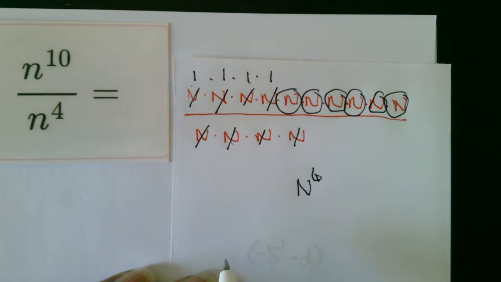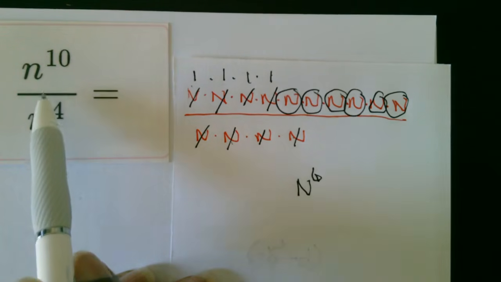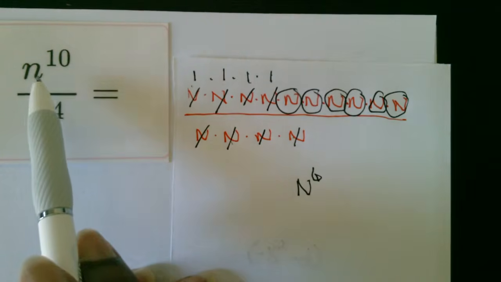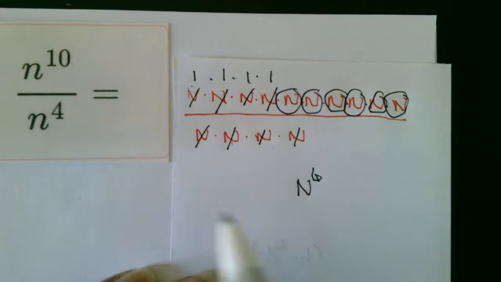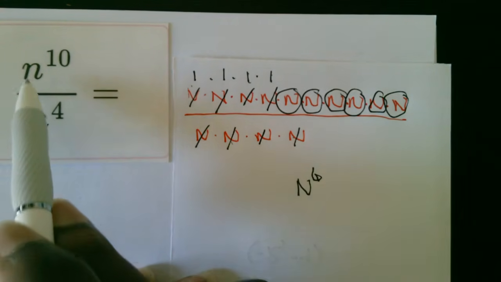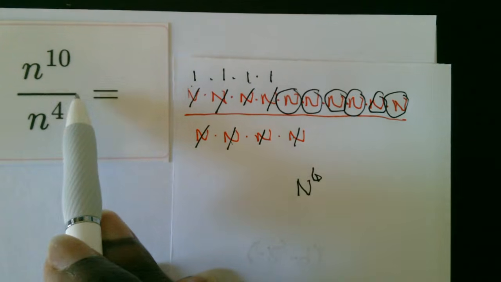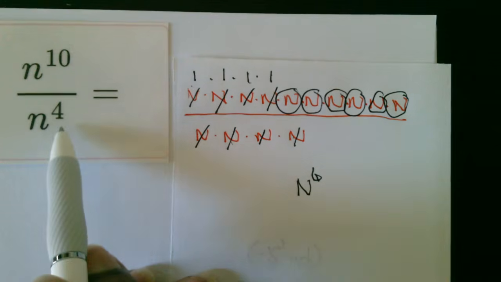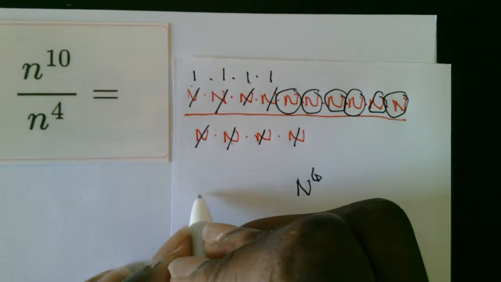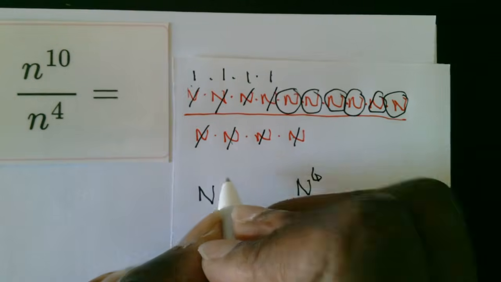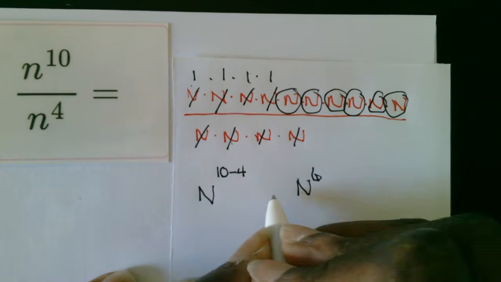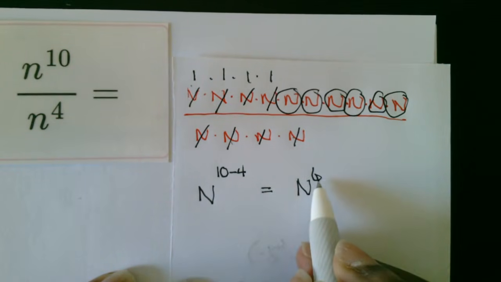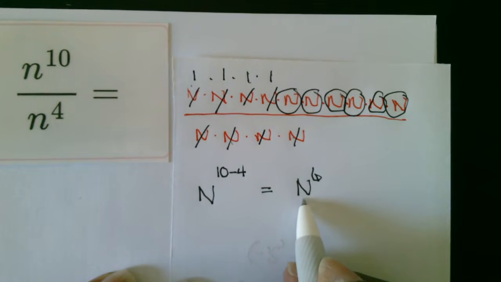Or we can remember this. There's a property of exponents called the quotient rule. It says if you have the same base and you are dividing, you just subtract the exponents. So you keep that same base, and all you're doing is taking your 10 minus your 4. And 10 minus 4 gives me 6, and you keep the same base.